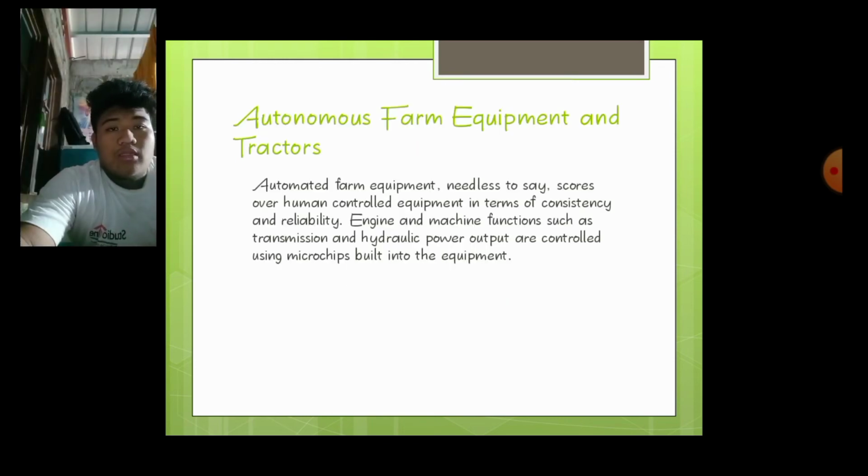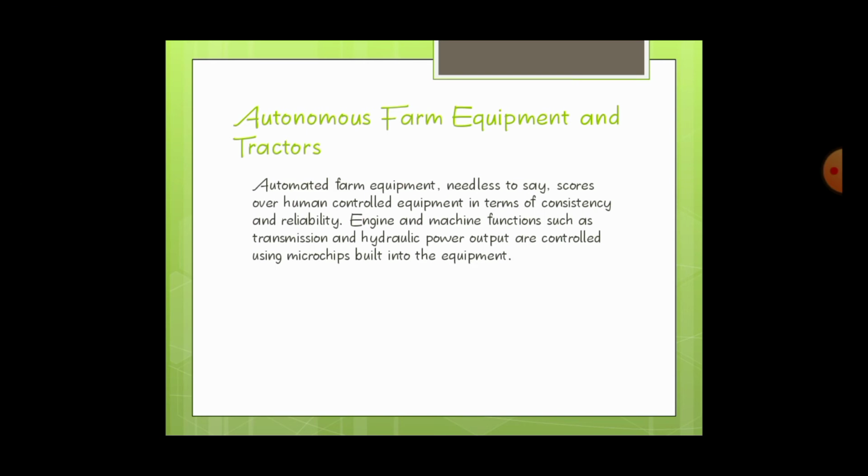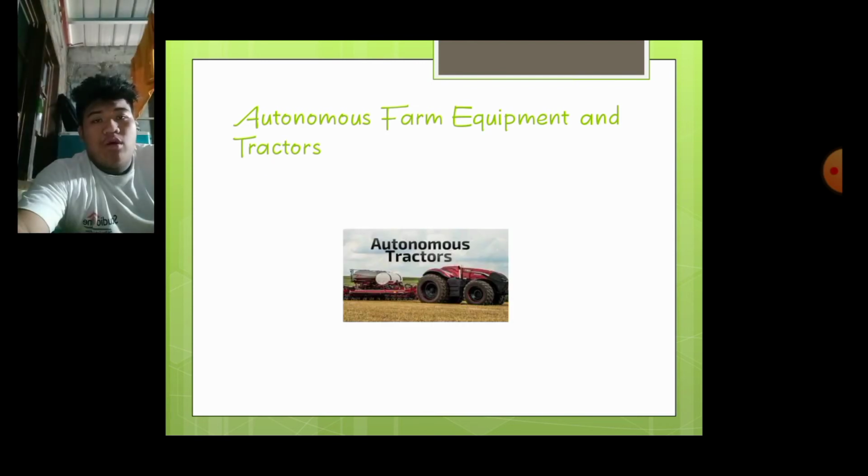Autonomous farm equipment and tractors. Automated farm equipment scores over human-controlled equipment in terms of consistency and reliability. Engine and machine functions such as transmission and hydraulic power output are controlled using microchips built into the equipment. This is an example of autonomous farm equipment and tractors.